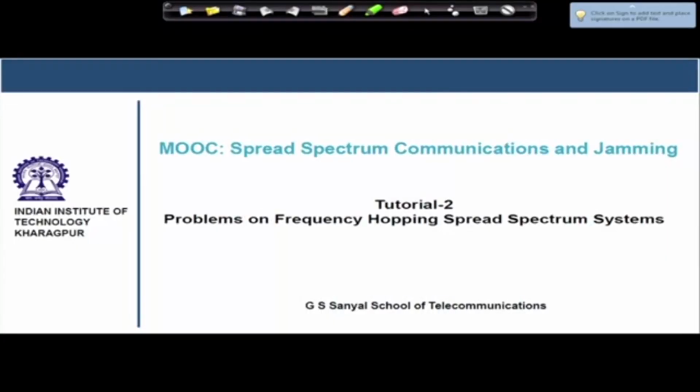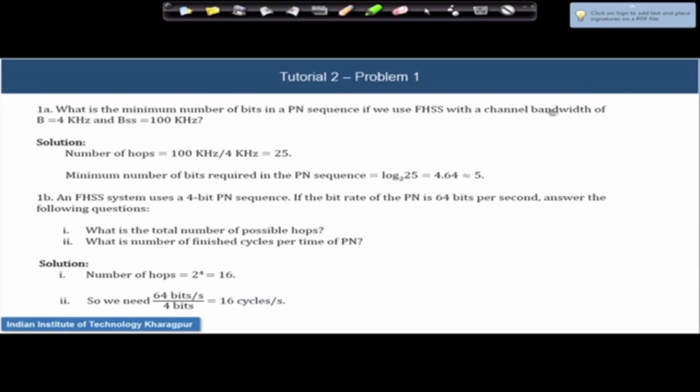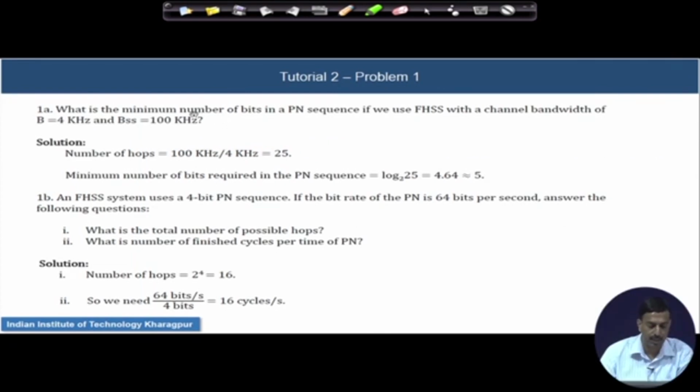In tutorial 2, we will solve a set of 5 problems on frequency hopping spread spectrum systems. As you can see in the first problem, we are asked to calculate the minimum number of bits required in a PN sequence if we use FHSS, and the channel bandwidth of the signal is specified as 4 kilohertz, and the spread spectrum bandwidth is 100 kilohertz, which is greater than the channel bandwidth.